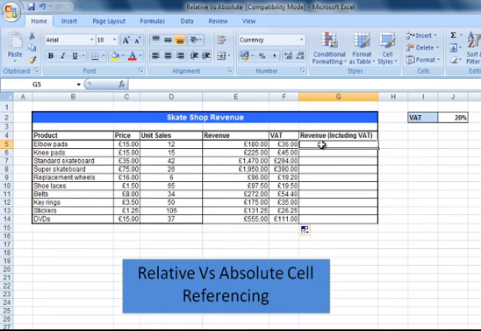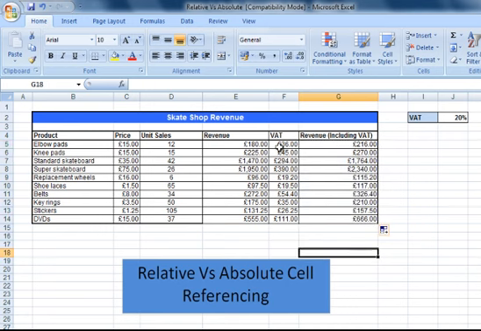Now, working out revenue including VAT, what we can do is we can use relative cell referencing here. So what we do is we do equals 180 plus 36, so it's E5 plus F5, and then we drag our formula down, and there you have it.